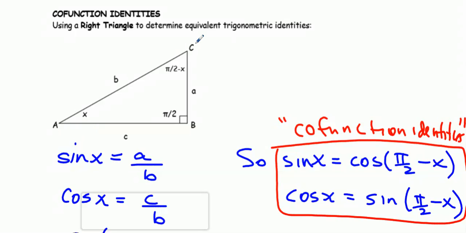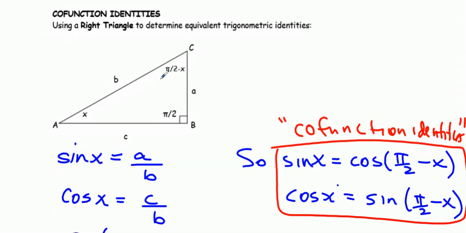We've got this right triangle. If this is x, and this is a right triangle, pi by 2, then this angle must be pi by 2 minus x, right? Think about it in terms of 90 degrees. If this is 90 degrees and this is x, then this angle up here must be 90 minus x, okay?